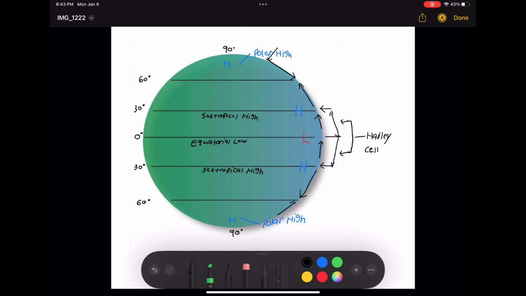So let me ask you this. Where is the nearest zone of warm air? That's right, the equator. So as you can see here, we're going to draw two arrows at the 60-degree line, and this is going to represent that cold air moving toward the equator.